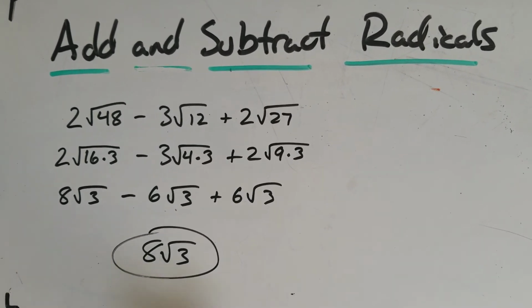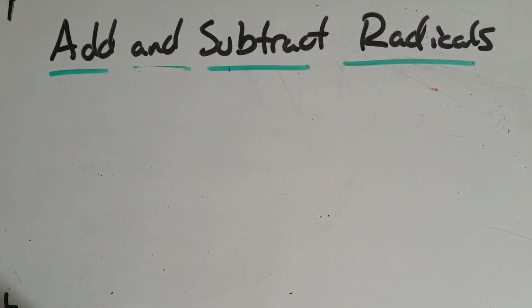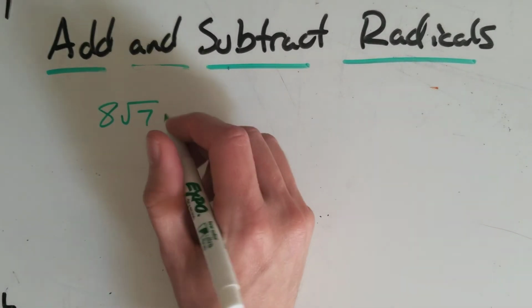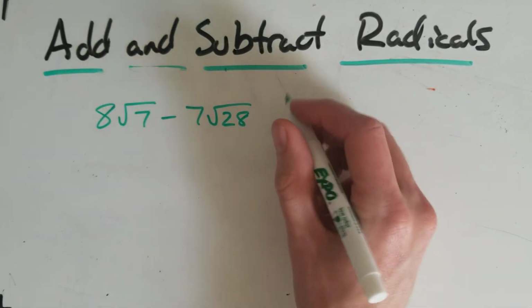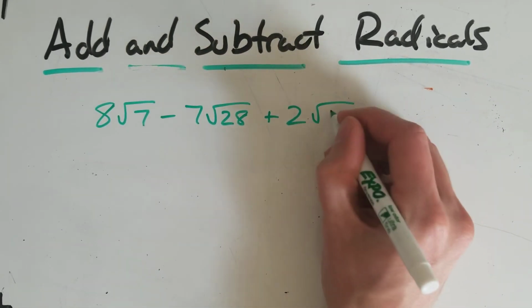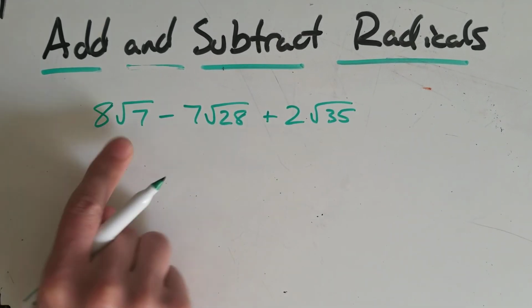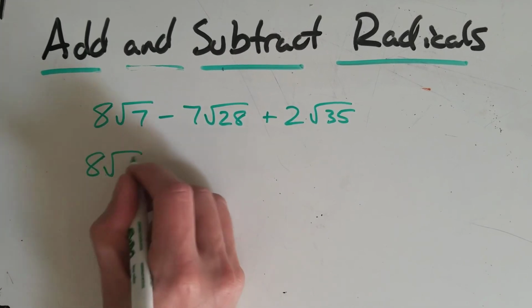Our next question we have in green. It is 8 times square root of 7 minus 7 times the square root of 28 plus 2 times the square root of 35. So our first term is in simplest radical form. There's no perfect squares that are factors of 7. So I'm going to leave that the way it is.